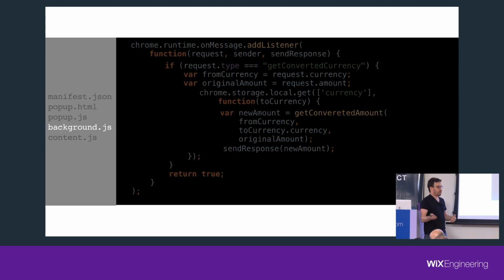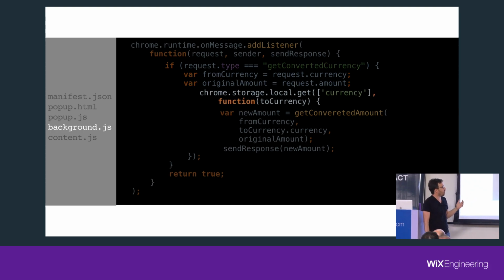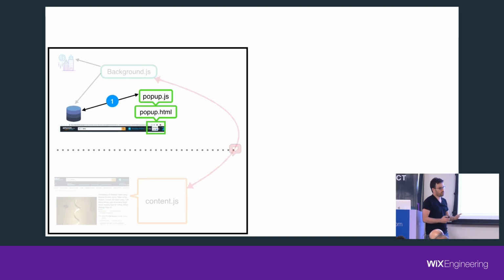Cool, this is the sender, and now the receiver in the background JS. So we listen to all messages. Once we identify the header, we can take the amount and the currency, bring the target currency from the local storage, call the conversion function with all these parameters, and call the callback, which in our case injects the result into the DOM. And that's all you need to know for this extension. That's all the code. So now let's see how it works in practice.